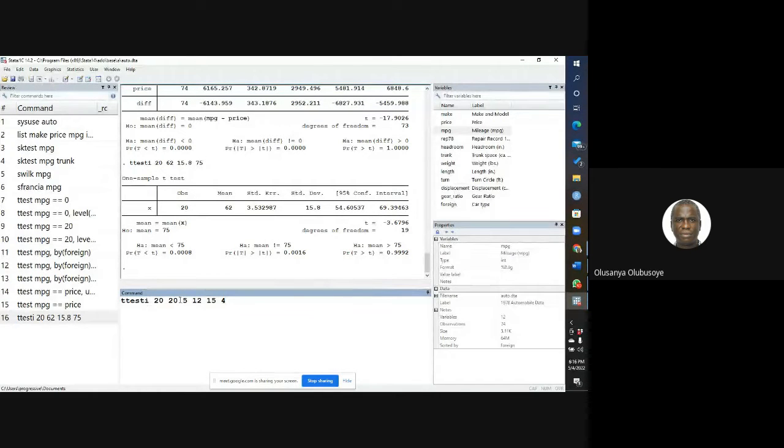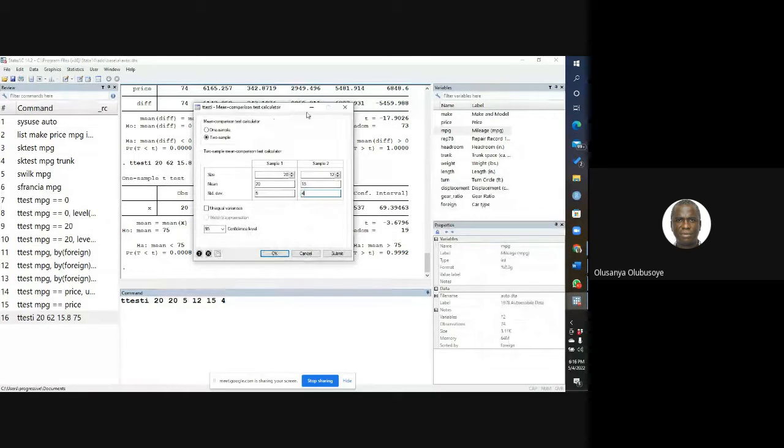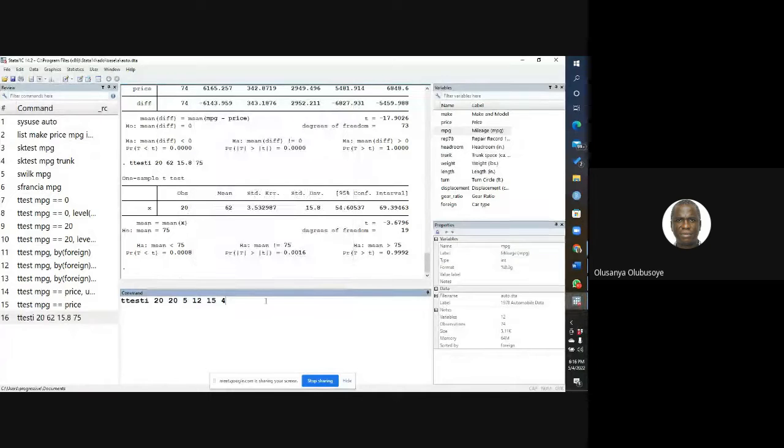So this is the sample size of the first sample. This is the mean. This is the standard deviation. The second, this is the sample size 12. You can see we separate them by space. So if you don't want to use the dialog box, you could just type them this way. So Stata will automatically recognize this as two groups.